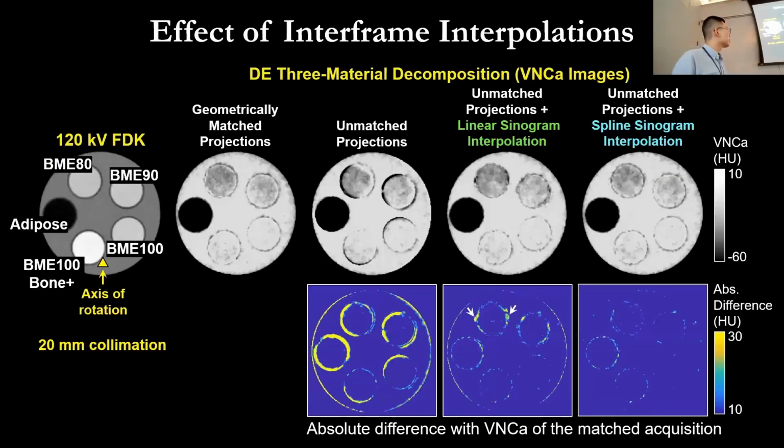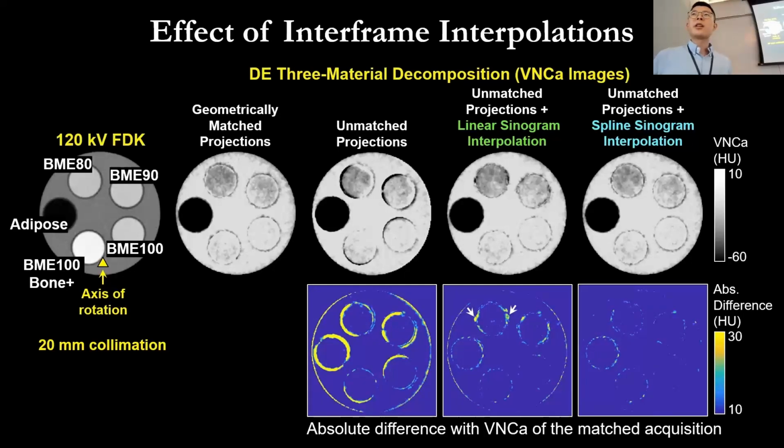So just some very quick comparison for the interframe interpolation that we applied. This is a reference image. The second column is a separate acquisition where we have a matched or consistent high energy and low energy view path, so we use it as a reference. And then the next three columns are the decompositions when we use this 0.5 degree mismatch.